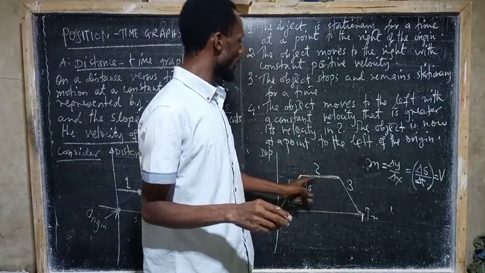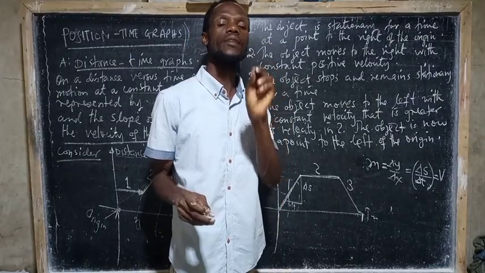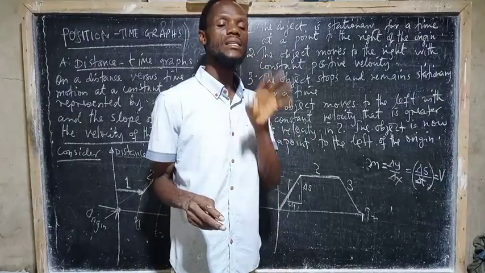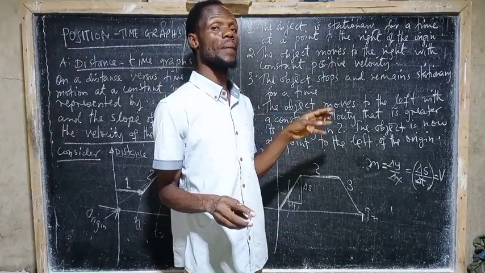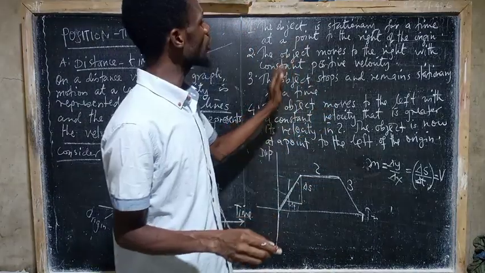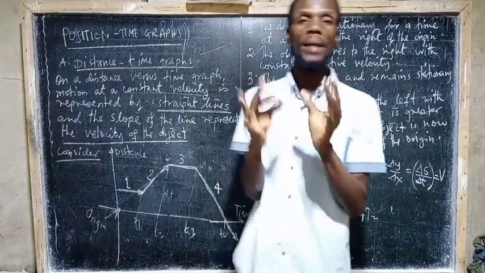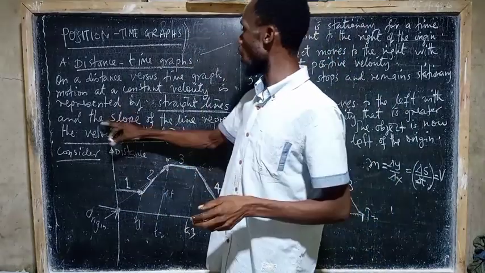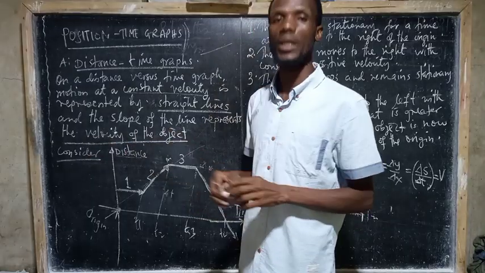Kumbuka inapokuwa hapa, hii horizontal line inaonyesha kwamba the body was stationary for a certain time. That is very important to understand, because this is quite different from the velocity time graph. So this is how we can consider the distance time graph. But remember the main point here, the slope of the line represents the velocity of the object.